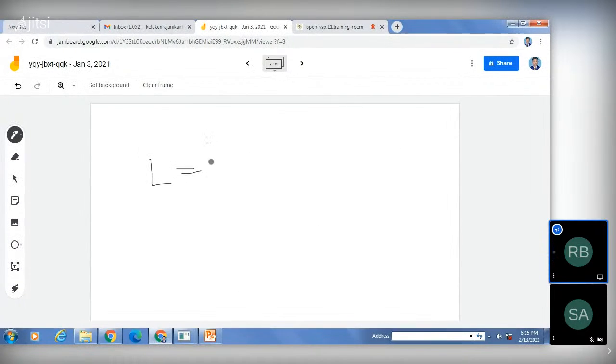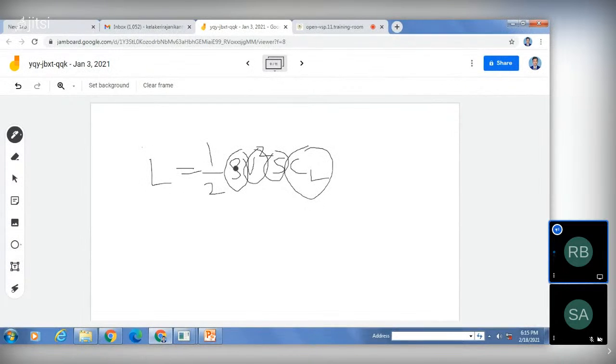We know lift is equal to 1 by 2 rho V square S CL. So this is the lift coefficient, and the wing area, the velocity of the air, and the density, which means at what altitude you are flying your aircraft. Overall lift is directly proportional to all these parameters: the density, the velocity, the wing area and the lift coefficient. So all these parameters play an important role in the overall resultant lift.